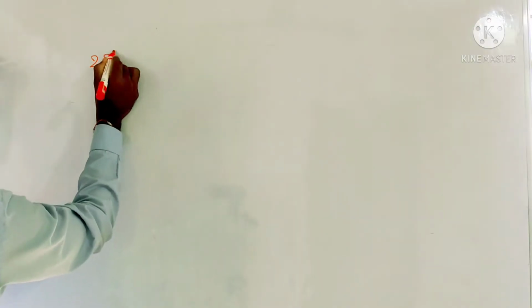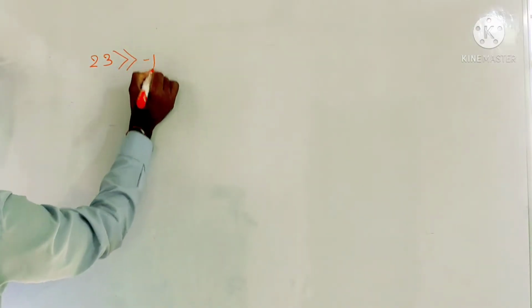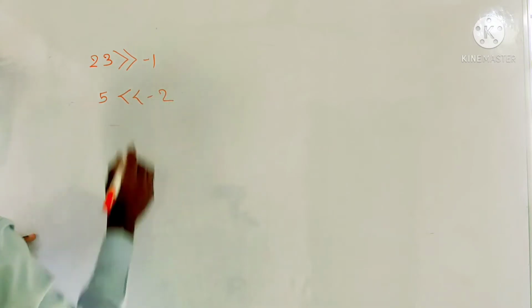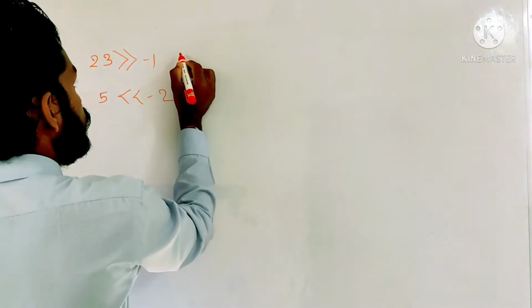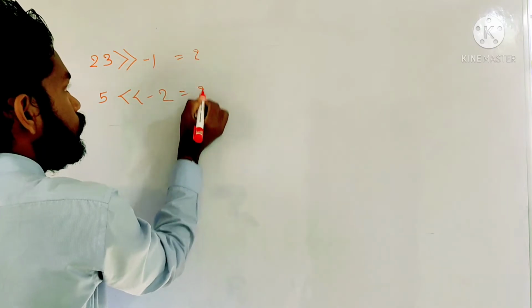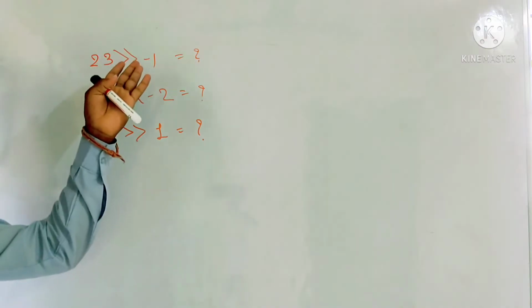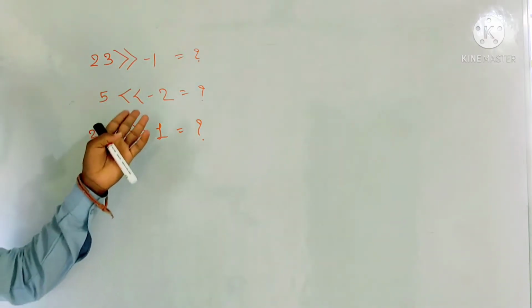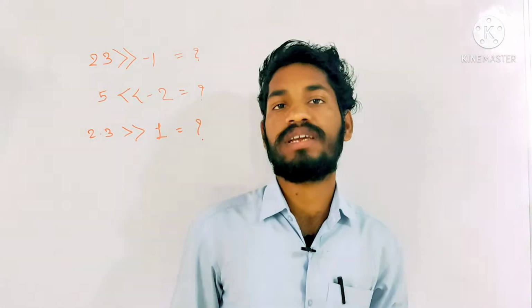So one of my friends asked a question like: if 23 right shifted by -1, left shifted by -2, then what about the output? If you come to know the limitations of the left shift and right shift operators, you can solve these questions within a second, in a fraction of a second.